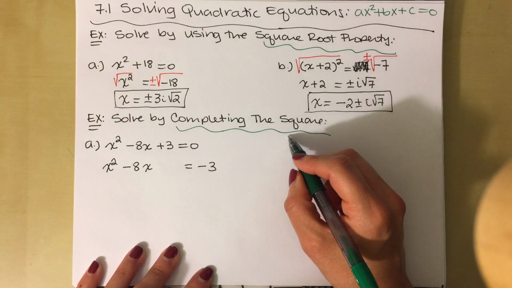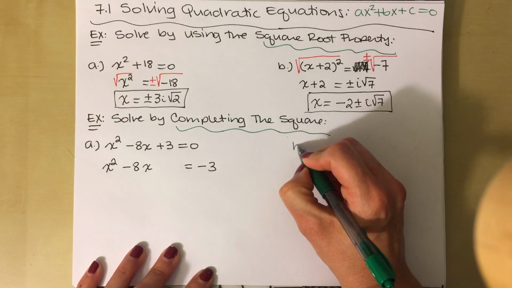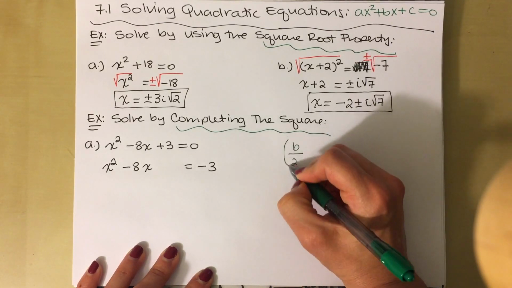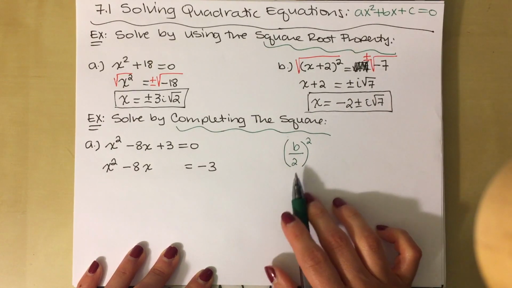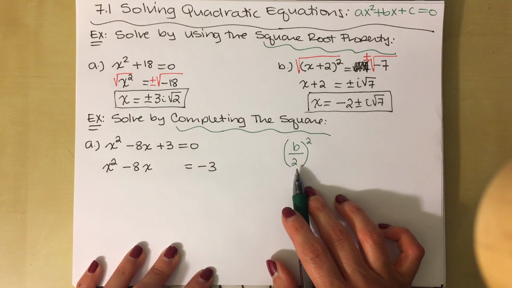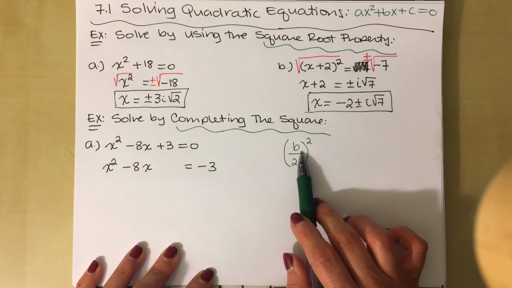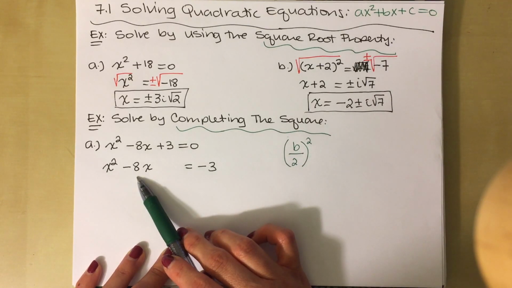To complete the square, you need to find b over 2 squared. You do need to memorize this for your test. B in this case is -8.